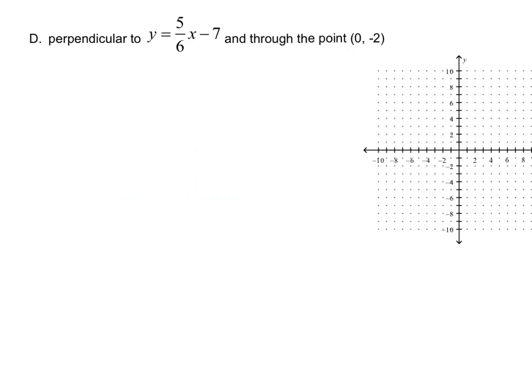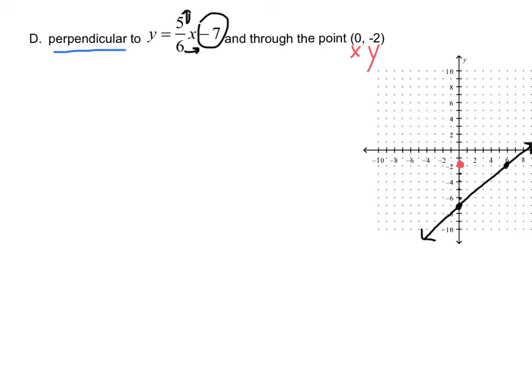Last example also will be perpendicular to this line. Let's first graph it. We're going to start down 7 on the y-axis and go up 5/6. 1, 2, 3, 4, 5, and to the right 6. So there's the first line. Our line needs to go through the point (0, -2).